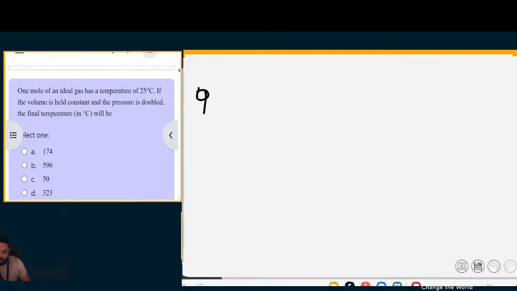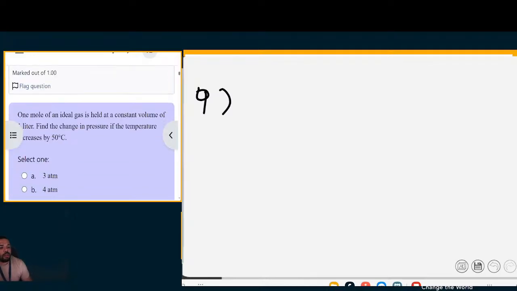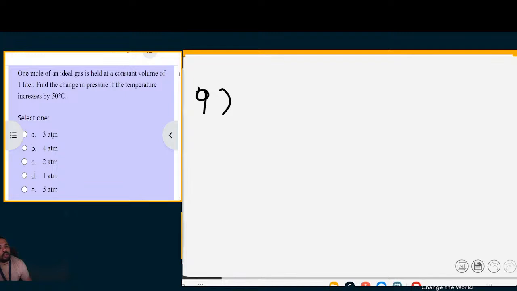Now question number 9. I'm just checking my notes. What does 9 say? Let me scroll to the problem here so you guys can see it as well. One mole of an ideal gas is held at a constant volume of 1 liter. Find the change in pressure if the temperature increases by 50 degrees Celsius. So if the temperature increases by 50 degrees Celsius, how does the pressure change?